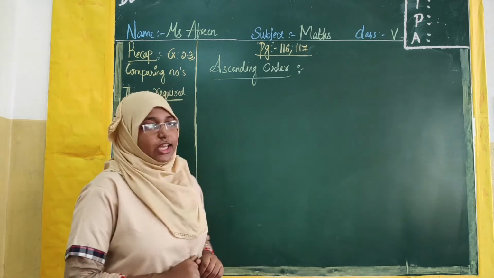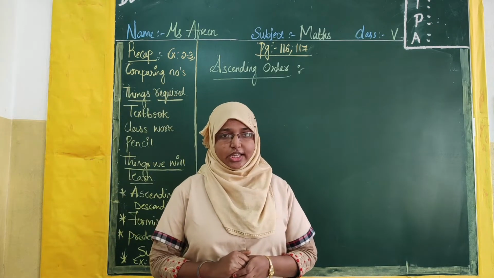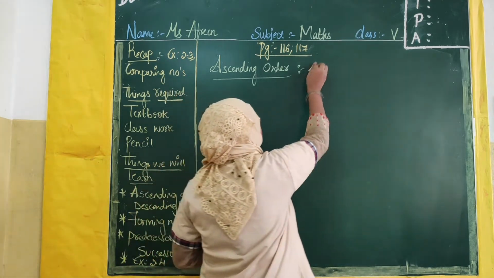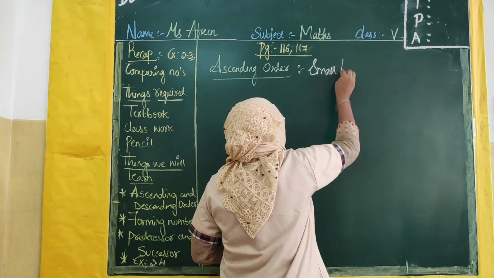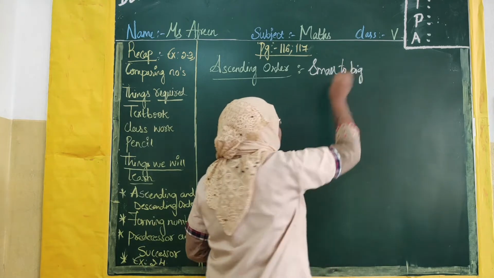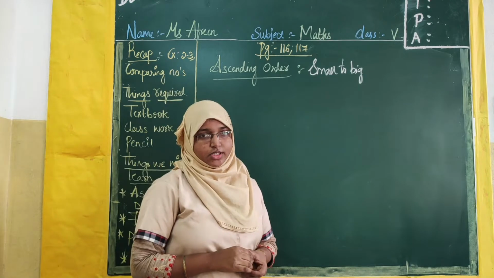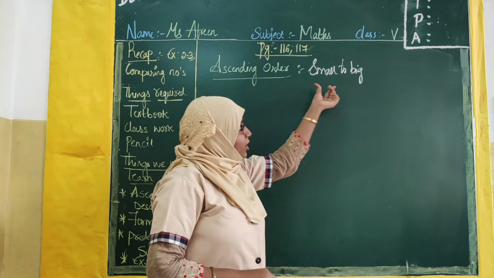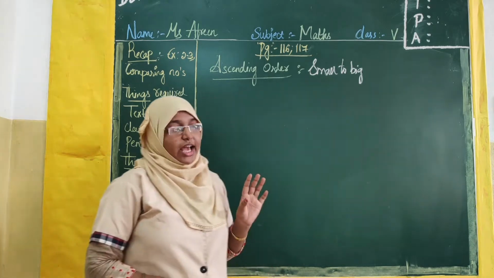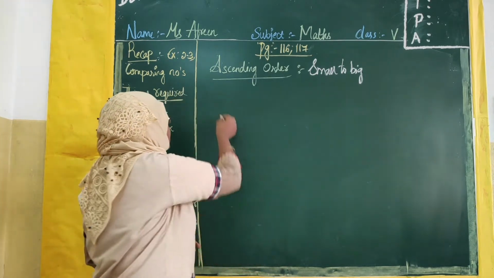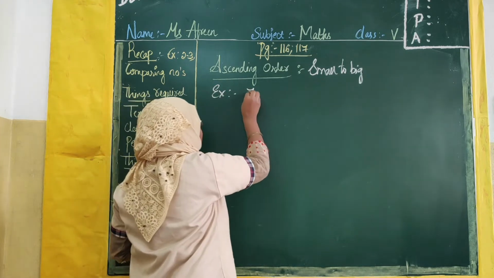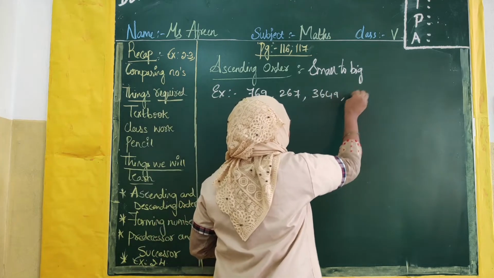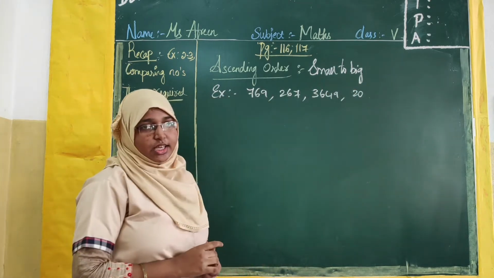We will start with our ascending order. We already know what ascending order is. Ascending order means arrangement of numbers from small to big. Whenever they give a series or set of numbers, they will ask us to write them in ascending order. When they give us ascending order, we have to write the numbers from small to big. As our chapter is on large numbers, let us take a small example based on it. Now if you see, I have taken a series, a set of numbers.